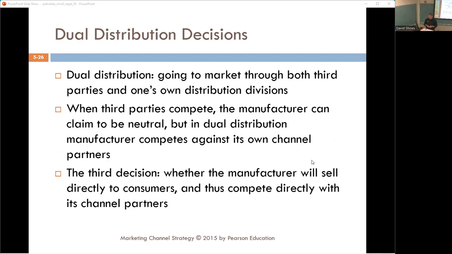So the official definition is when a manufacturer goes to market through third parties and owns their own distribution. It is like having a traditional horizontal market and a vertical market. Here is the major problem. When it's only third parties, the manufacturer claims to be neutral, but with dual distribution you have a difficulty.